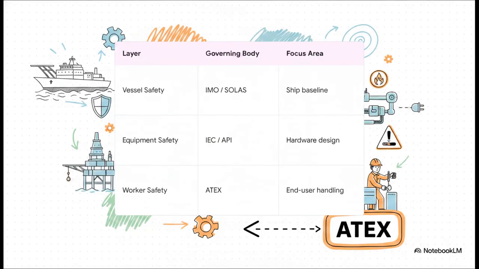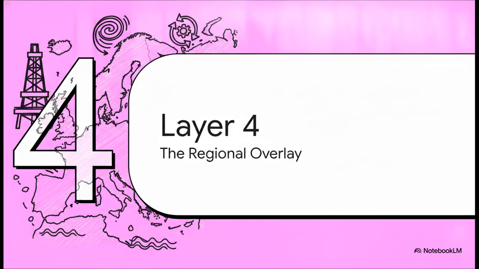Let's just pause for a second and look at how this all stacks up, because you are actually managing 3 completely separate approvals here. First, you've got vessel safety, governed by the IMO, which is purely focused on the platform's baseline survival. Second is equipment safety, dictated by the IEC, API, and those class societies, focusing strictly on hardware design and safe installation. And third is worker safety, which is a perfect segue into our next major layer. Let's look at Layer 4, the regional overlay, which introduces ATEX.